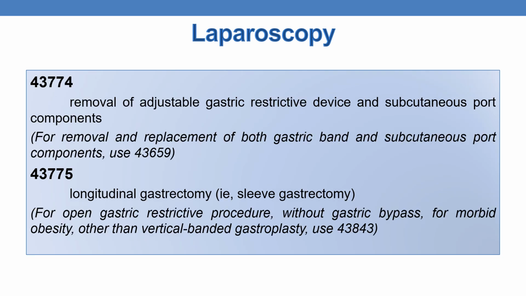The next CPT is 43774 for the removal of adjustable gastric restrictive device and subcutaneous components. Previously, it was only gastric restrictive device component, but now removal of both adjustable gastric restrictive device and subcutaneous port components. And for the removal and replacement of both gastric band and subcutaneous port components, you need to use 43659.